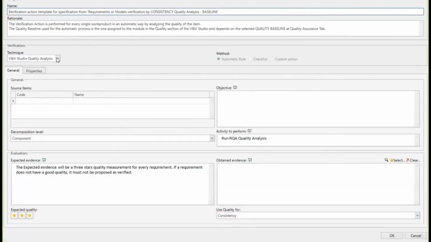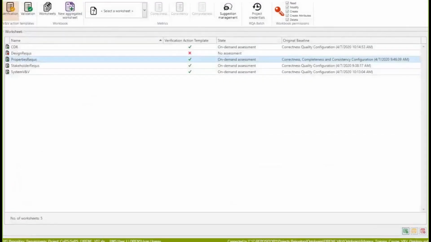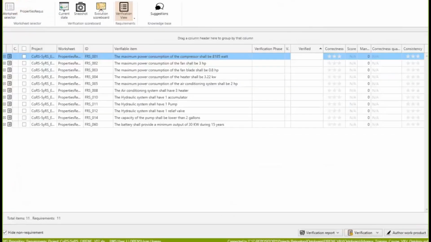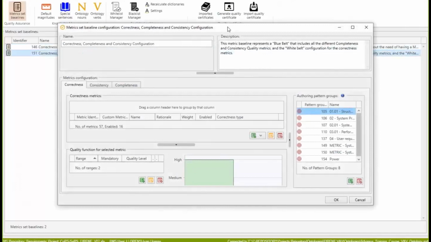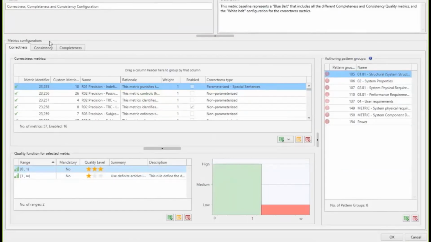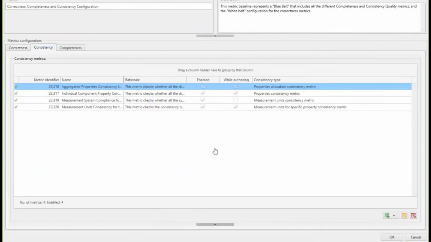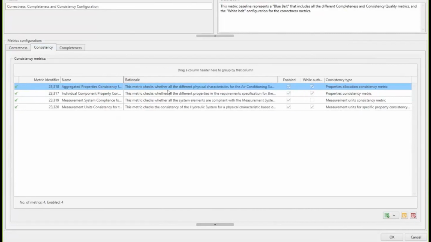We are going into the typical RQA configuration. You go and look into RQA and you look for the consistency quality metrics. You go there, correctness, completeness, and consistency, and then you have defined the quality metrics that you're going to apply. In this case, we're going to use these 4 quality metrics mainly to show you how we are going to do consistency against power calculation of the system.